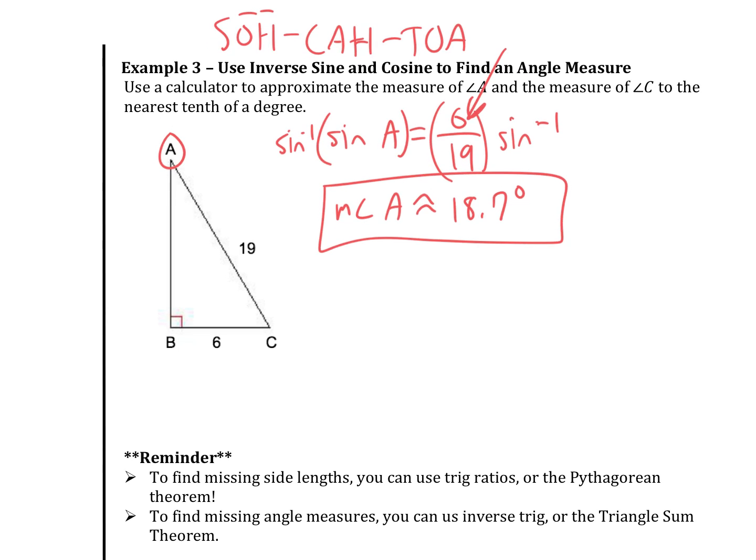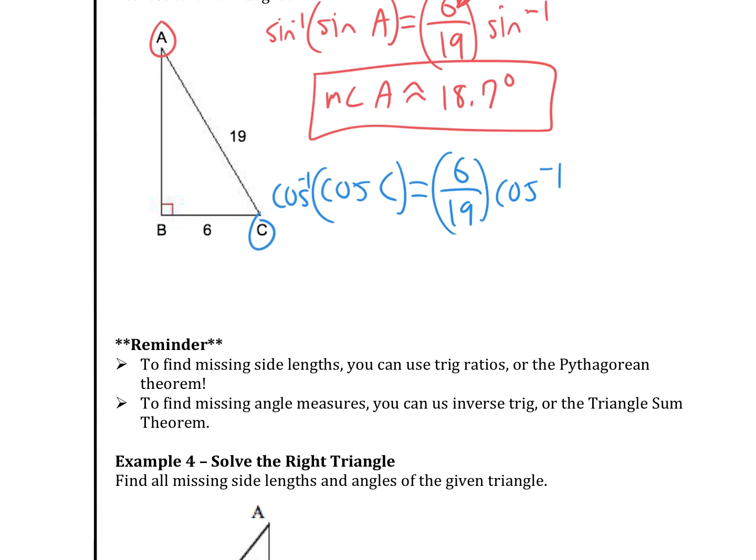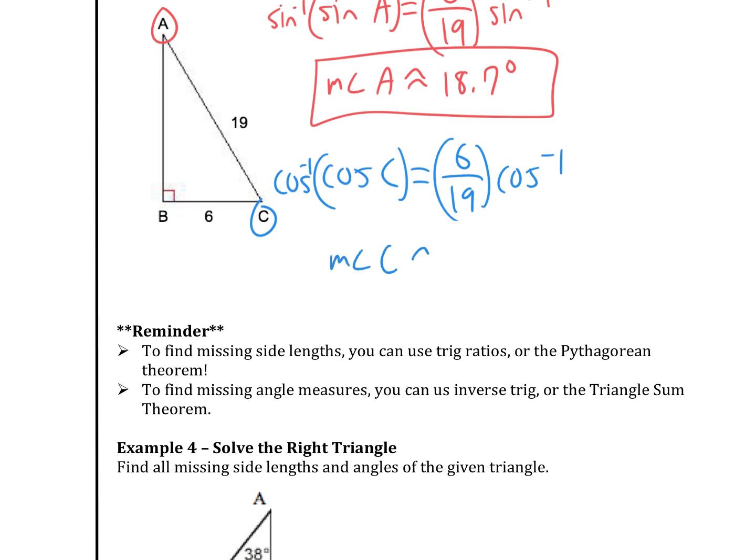All right, last one we need to solve for C. All right, well, we have C here. So for C, what do we have for 6 and 19? That's adjacent and hypotenuse, right? So we're going to do cosine of C equals adjacent over hypotenuse, which is 6 over 19. We got to solve for C by doing inverse cosine. So we're going to get measure of angle C is approximately 71.3, or something different that maybe you got with different calculations. Okay?